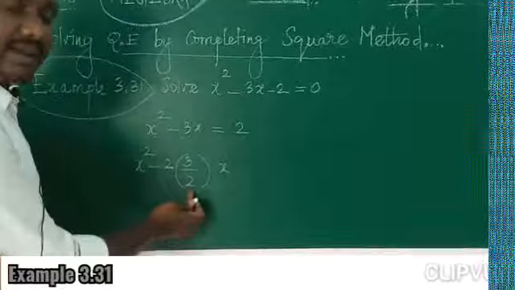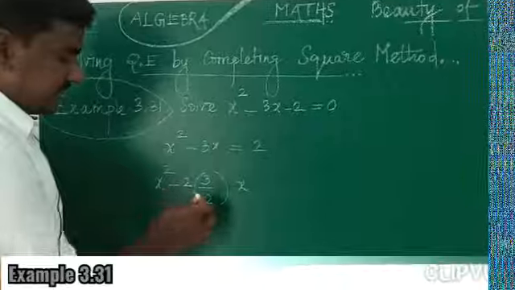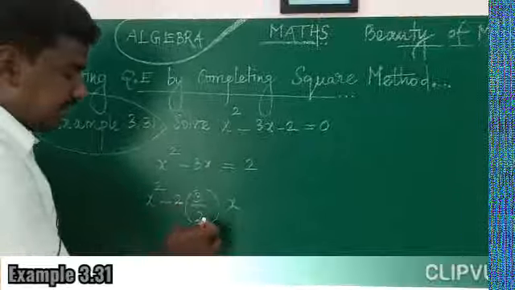See, this 2 will be cancelled. Then what do we have? x square minus 3x. No changes. Okay. So it can be written as 2 into 3 by 2 into x.